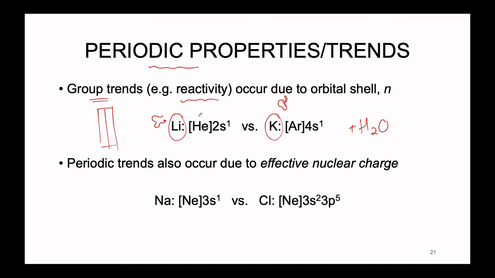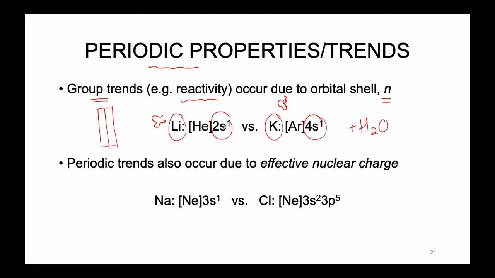Now the reactivity of both lithium and potassium as they get added into water can be attributed to the fact that they both have one valence electron. In addition, potassium's more extreme reactivity can be said to be due to the higher orbital shell, the fact that it is a 4s electron compared to lithium's, which is only a 2s.